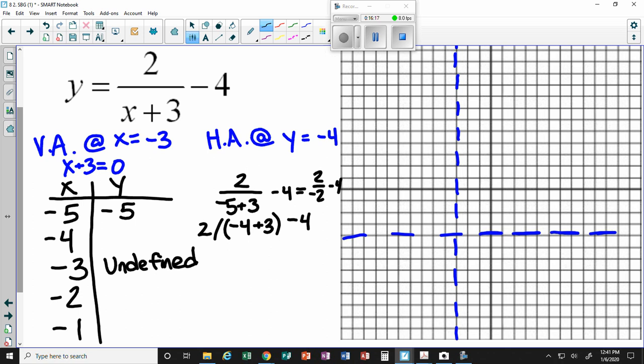So that'd be negative 1. 2 divided by negative 1 is negative 2. Negative 2 minus 4 is negative 6. Okay? So you have to plug them in the calculator.